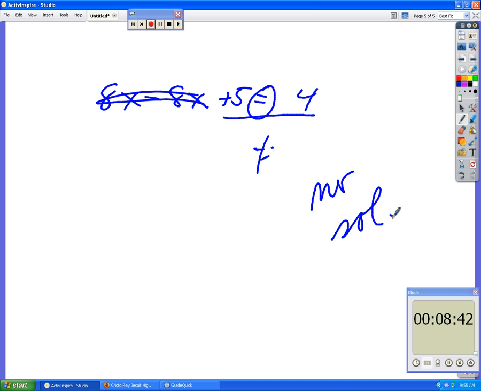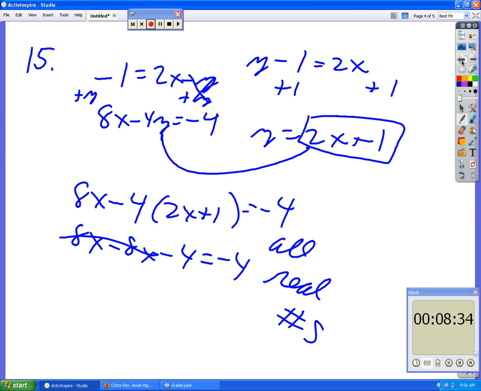When the letters disappear completely, if the numbers are not equal, it's no solution. If the numbers are equal, then it's all real numbers. Only when the letters cancel out and are gone, and there are no letters left. As long as there's a letter in the problem, this can't happen. You're going to have a normal number, unless the letters all cancel.